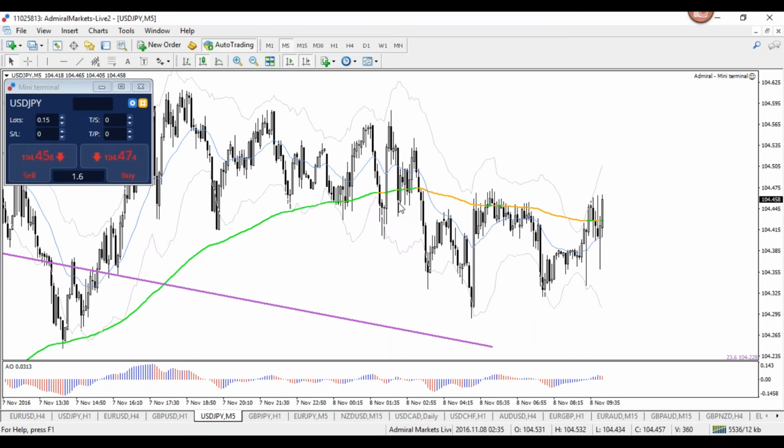Good. Let's see. WTI. So we take a look at that. Let's do it right now. Question about oil, if it will fall to 42.70.